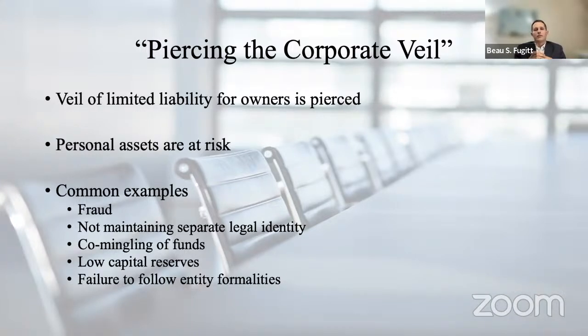And then failure to follow entity formalities. So if your operating agreement says that you're going to have a member meeting once a year, and you don't have that for 10 years, and you haven't been following common accounting principles, haven't been keeping good books, things like that, then a court might pierce the corporate veil. A lot of this will come down to state law, right? LLCs are a product of state law, and every state has different requirements and different rules put in place.